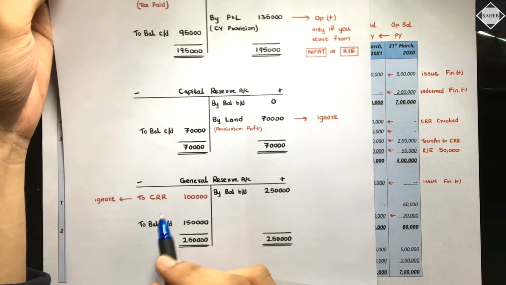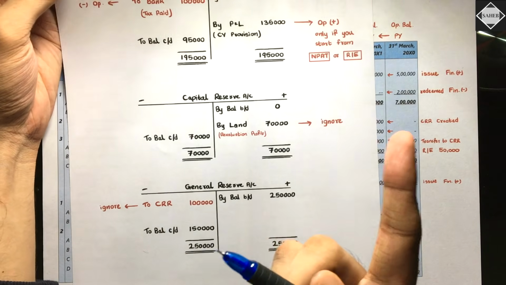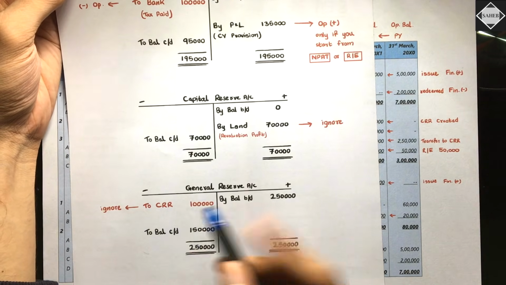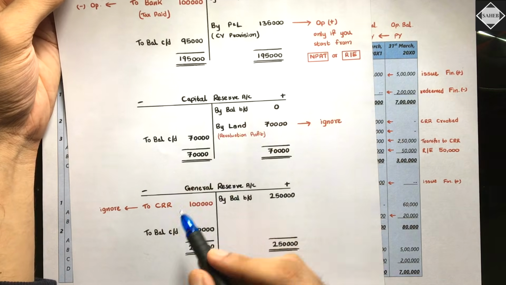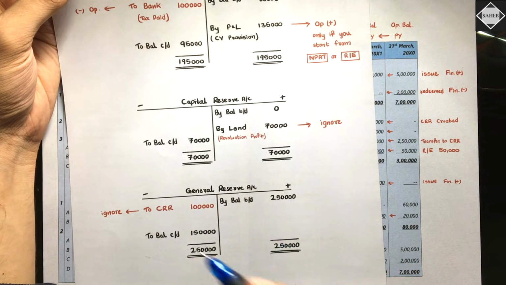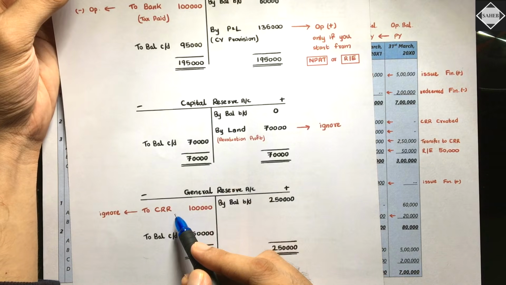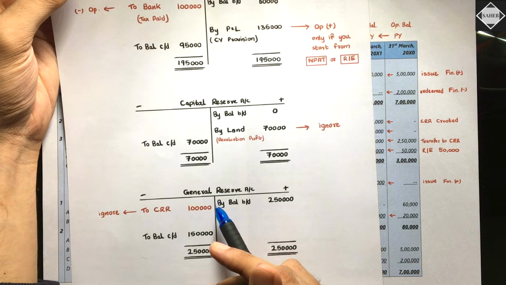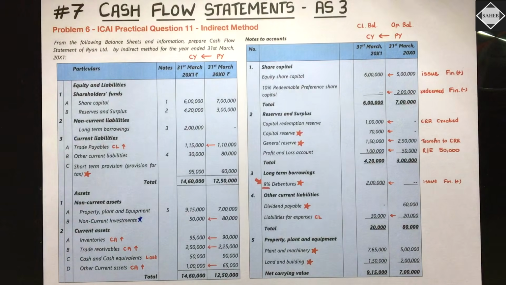Usually what do we do? If CRR has been created out of profit and loss, then we reverse this. When we start from retained earnings, we reverse this. Is it clear? But right now we will not reverse because it is not created out of profit and loss. Okay, general reserve. Fine. So that's completely separate. Okay, fine. So we are done with this.